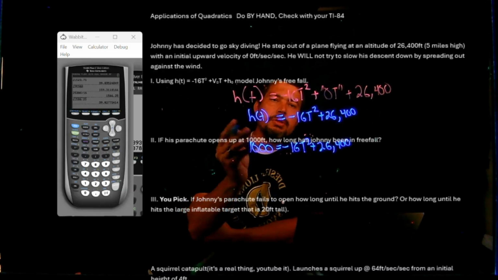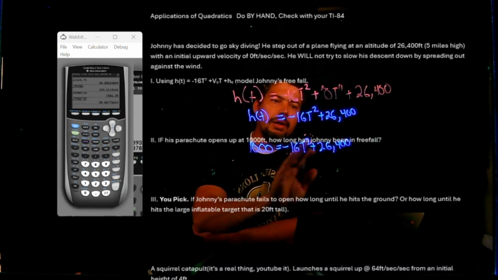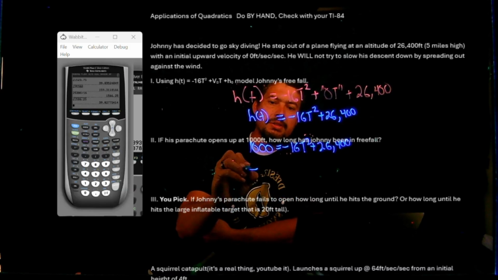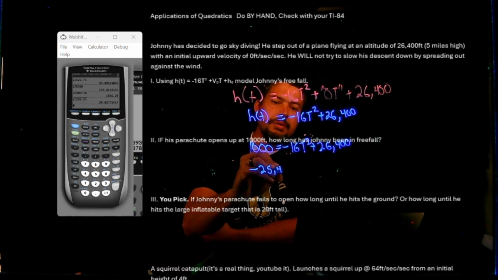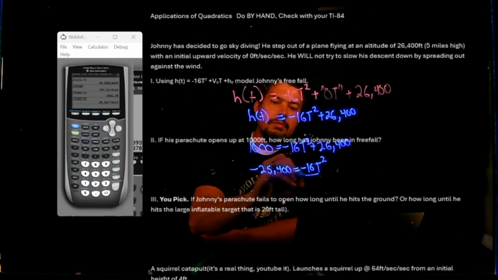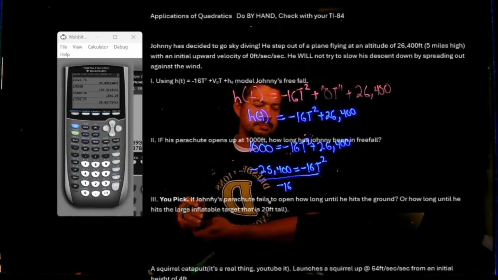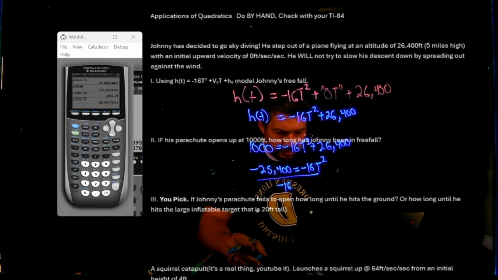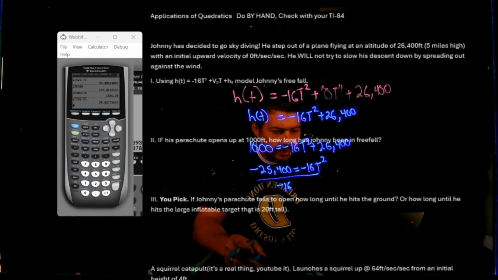And what we're going to do is just do some shifting. 1,000 minus 26,400 is negative 25,400, and that equals negative 16t squared. Divide out the negative 16. And I will need my calculator for that because I am too tired to do that.